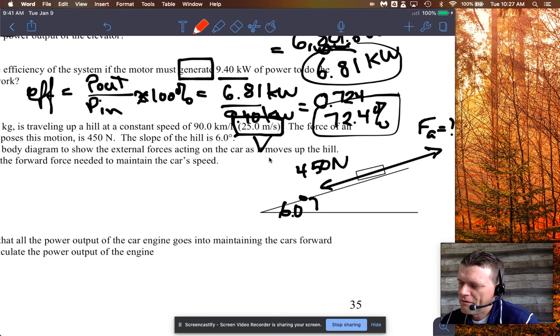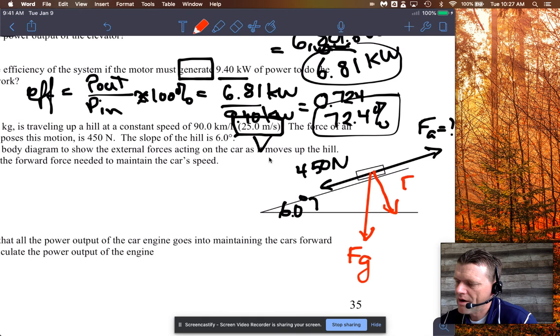But what we know from this, and I'm going to add this in red, we know that gravity is acting on this guy, and that he has two components. He's got a force of gravity perpendicular, and he's got a force of gravity parallel.